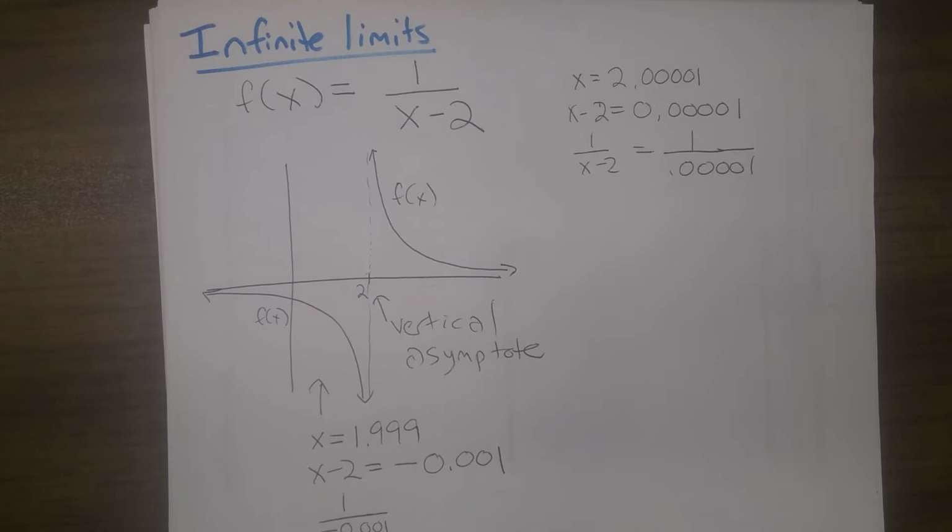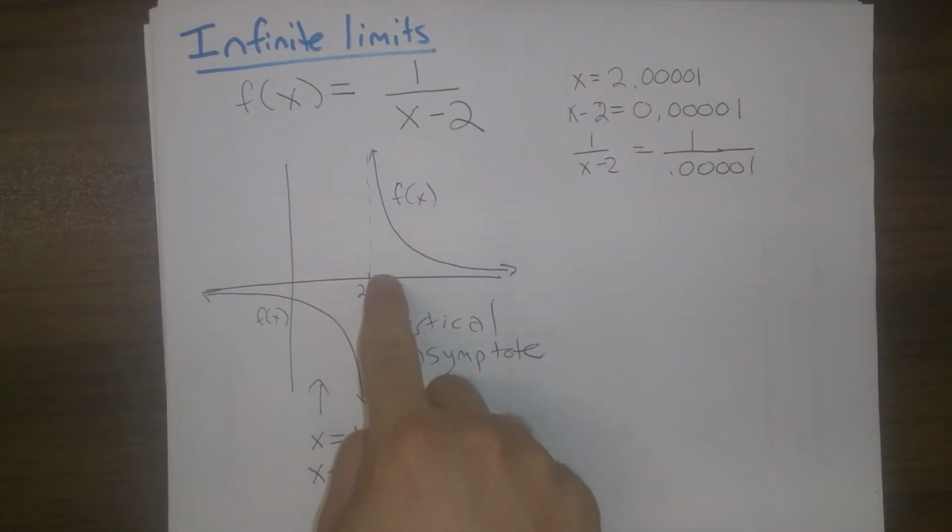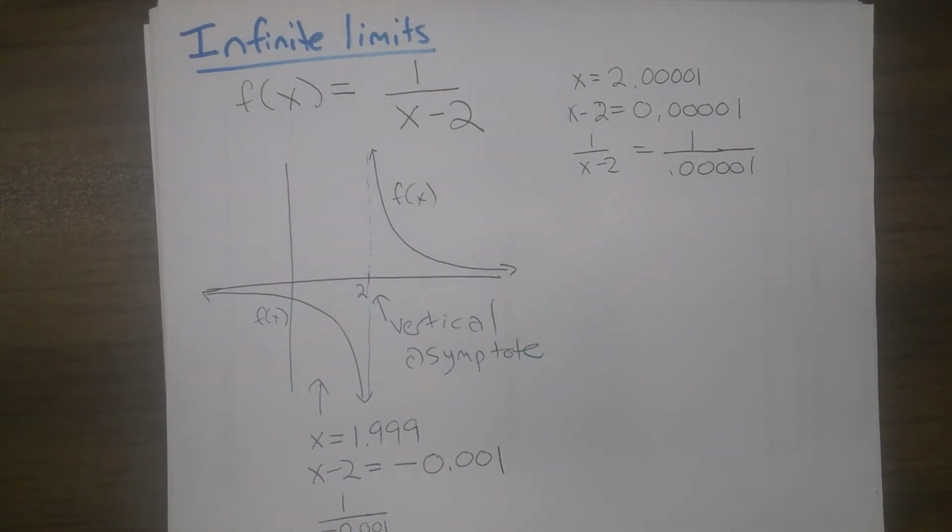And so we want to have some notation to describe what's going on here. Now, there's no single finite number that f of x is approaching as we move from the right towards 2. So technically speaking, a limit doesn't exist. But we still want to have some terminology here to say, well, we can tell something's going on here. And so how do we do that?